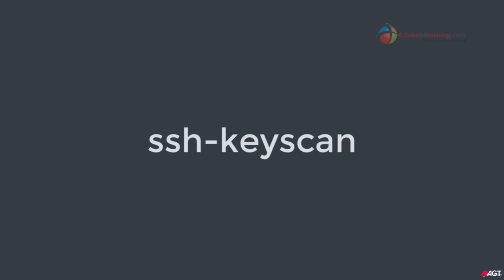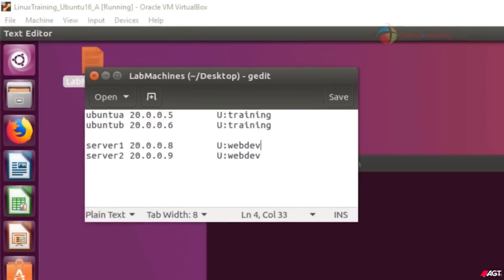Hello everyone, welcome back. In this video, we will look at the ssh-keyscan command, and why we need that. That's the point of this video. Let's jump in. We will use 4 Linux machines to demonstrate the usage of the ssh-keyscan command. We are on the very first machine, which is 20.0.0.5, and we'll use the remaining .6, .8 and .9 to SSH into.